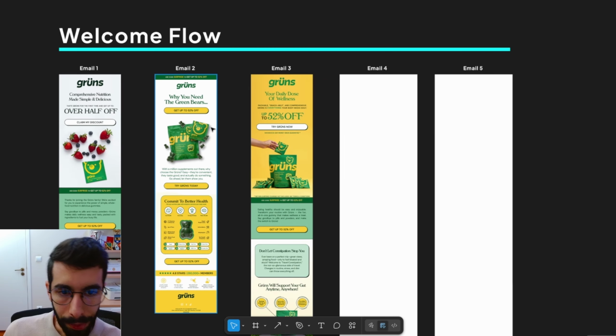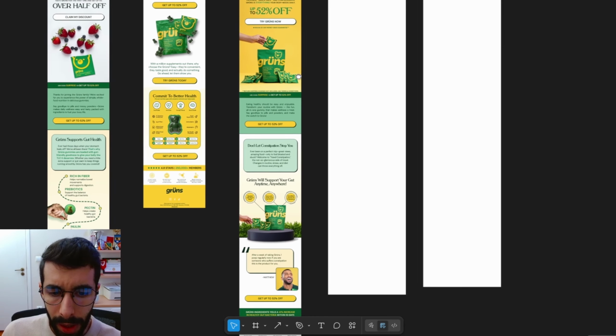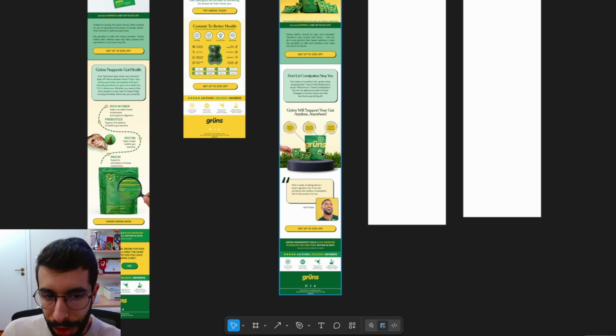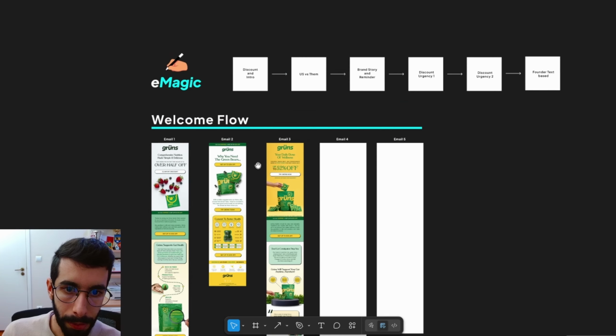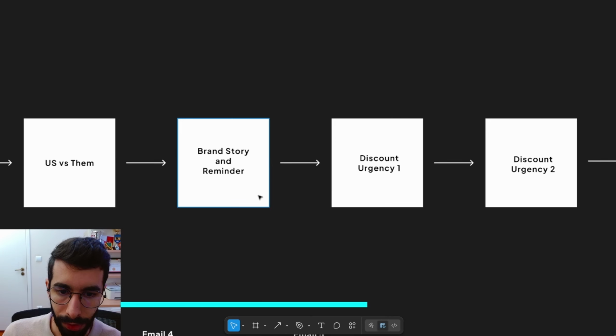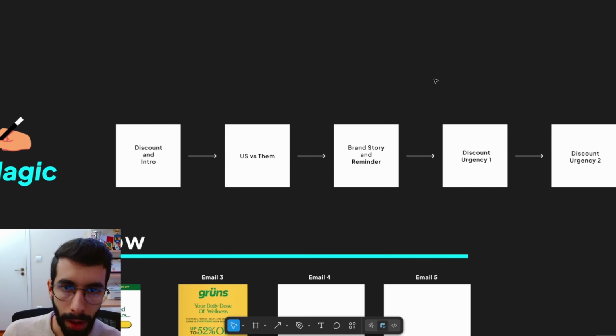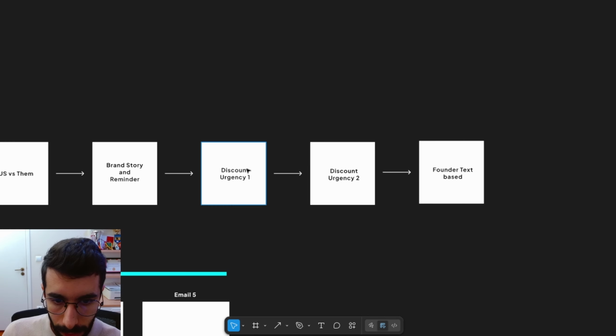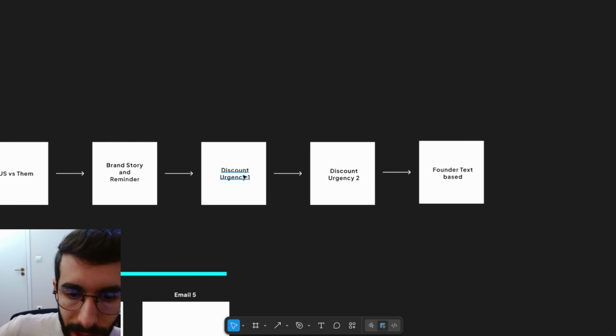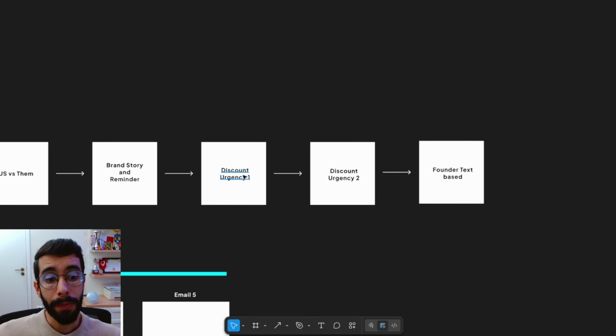For example, on Grunz, we can see 3 different ways of showing that your product is really good, okay? This is all pretty much the same thing, but just framed in different ways, okay? And you need to know how to do this properly, because you need to do this on your welcome flow. You need to constantly tell people why you are the best, okay? Very important. So here on the urgency one, we just say your discount is expiring.